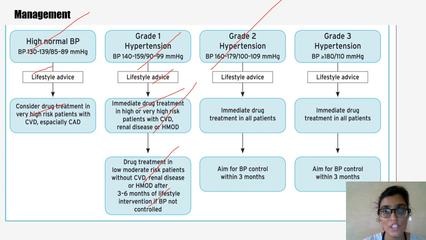Grade 2 hypertension is between 160 to 179 and 100 to 109 millimeters of mercury. You will give lifestyle advice. Immediate drug treatment in all patients. Aim for BP control within the next 3 months.